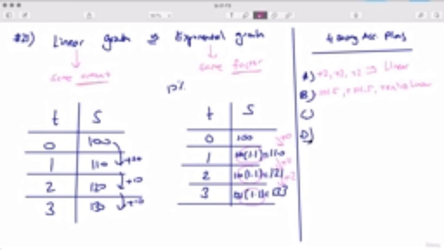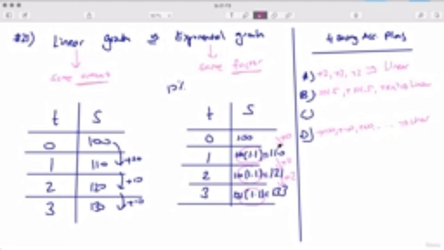Let's look at D. D is each successive year we are just adding $100. Well, this is like my $10 story. Instead of 10, I'm just adding $100 each year. So this is also clearly a linear growth story.